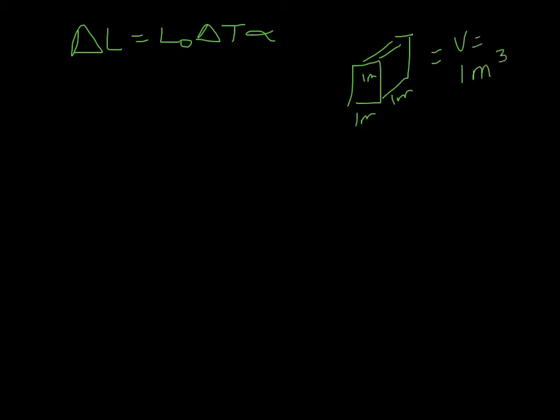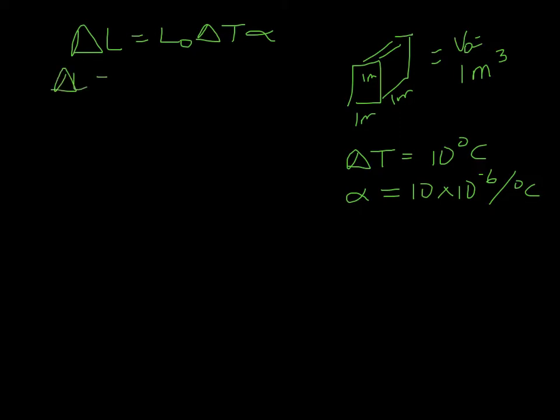Length times width times height. So our volume is a cubic meter. That is the original volume. Then we assumed that we had a change in temperature of 10 degrees. We just made these assumptions. And we assumed that we had an alpha of 10 times 10 to the minus 6 per degree Celsius. So we're going to find our change in length.